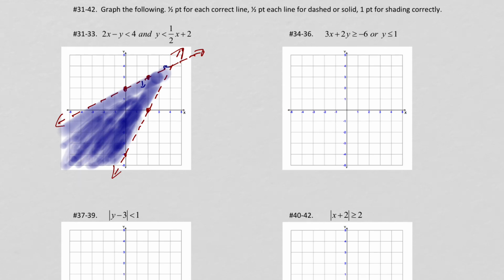That's it. Okay, this is an OR, so I'm going to be shading everything. Because 3 and 2 go into 6, I'm going to use the intercept method. If I cross this out, 3x is negative 6, so x is negative 2. So I put a dot right there. If I cross this out, 2y is negative 6, so y is negative 3. I put a dot right there. Because there's an equal sign here, I'm going to be drawing a solid line, not a dashed line.